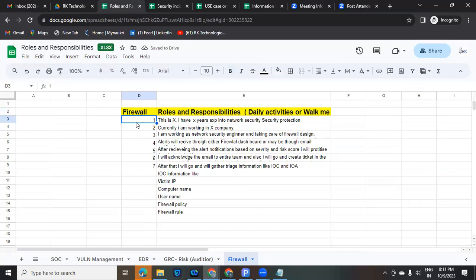And don't apply for any pen test jobs. When I say pen test, I mean penetration testing or application security. Why? Because you should know at least one programming language. You can apply, but it's very difficult to crack the interview. You should be aware of manual penetration testing and also automated penetration testing.